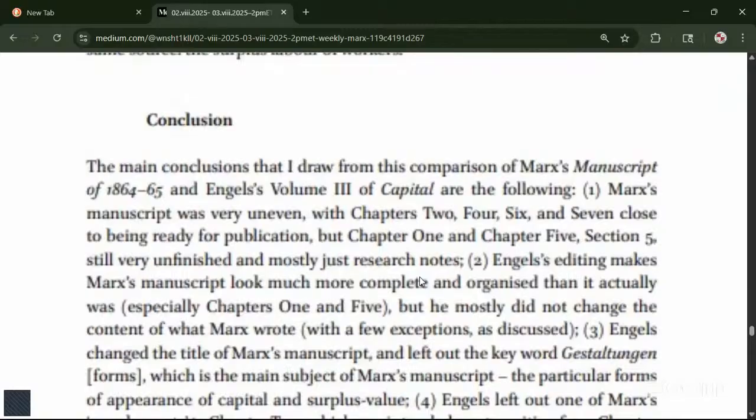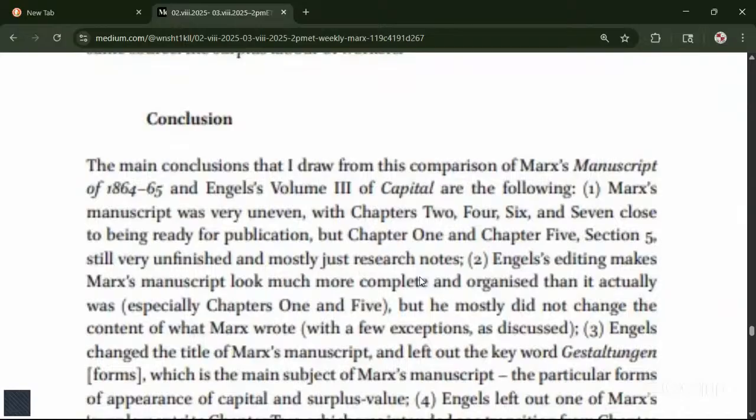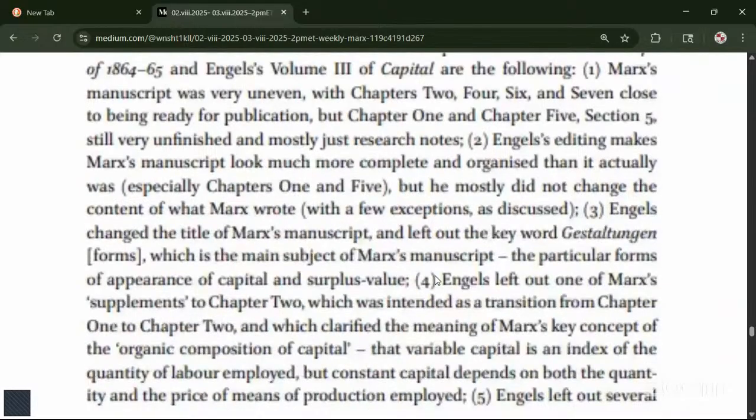Number three, Engels changed the title of Marx's manuscript and left out the key word Gestaltungen, that is, forms, which is the main subject of Marx's manuscript, the particular forms of appearance of capital and surplus value.